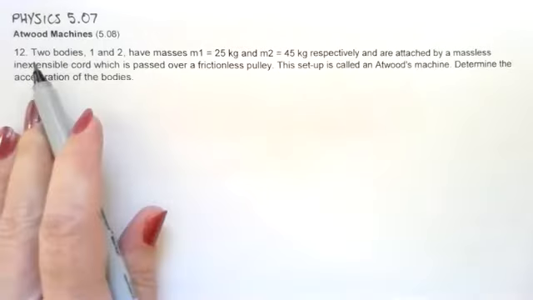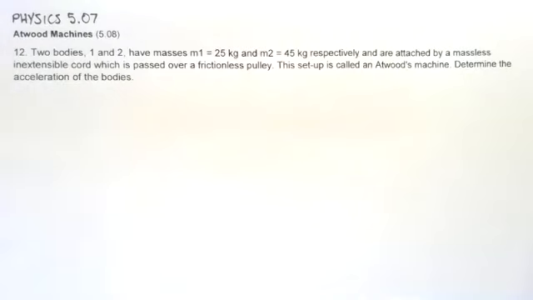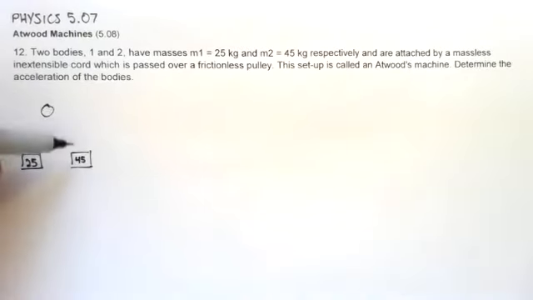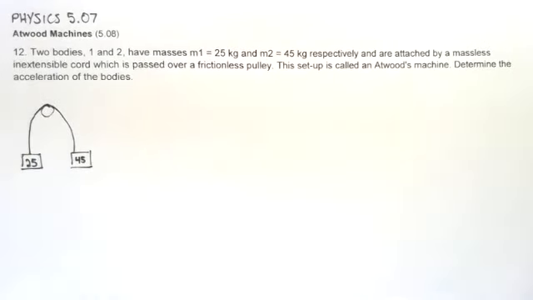So we have two bodies, should we say two boxes maybe, or masses. One has a mass of 25 kilograms. The other has a mass of, I'm not going to redraw the size, 45 kilograms. And there's a pulley up here. We have a string that comes up and comes over the pulley. And we have to assume that the pulley has no friction and that the cord has no mass.